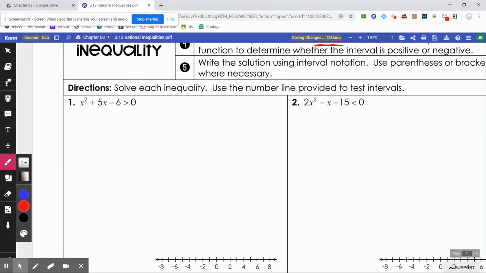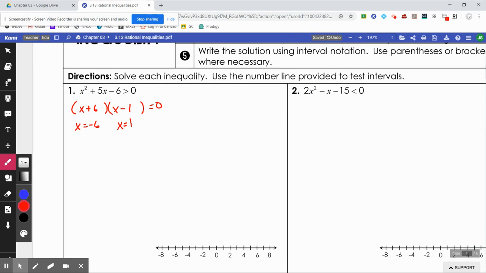Here we go. Number 1. Step number 1, we're going to factor this. X squared plus 5x minus 6. We're going to find the zeros of that. So we factor two sets of parentheses, x and x, adds, multiplies, positive 6, negative 1. Set it equal to 0 to find those zeros. You get x is negative 6 and x is positive 1.